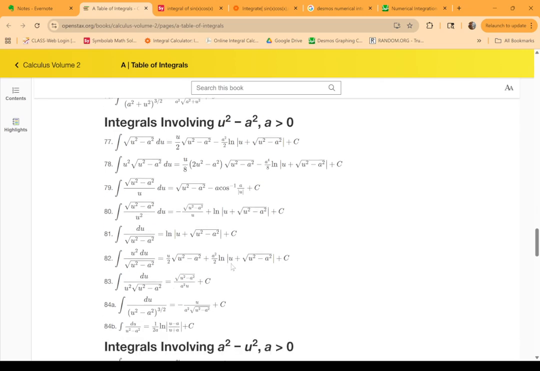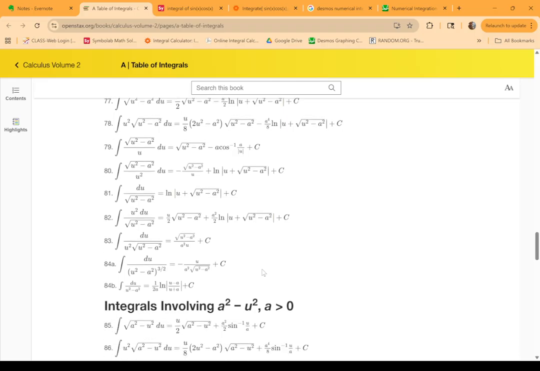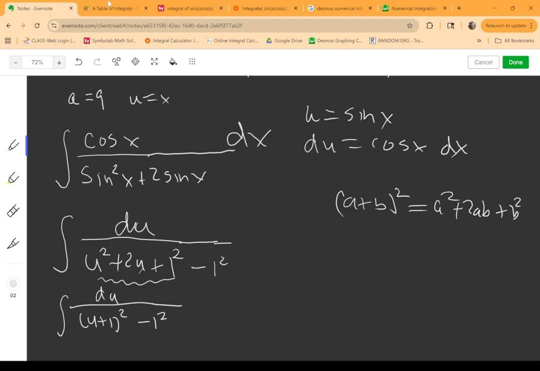So where'd it go here? Here we go, 84b, where we have du over u squared minus a squared, where in this case, my u is just u plus 1, and then my a squared is just 1 squared. So I'm going to use that to evaluate. So if I do that, then what's that? 1/2 ln of absolute value of u plus 1 minus 1 over u plus 1 plus 1, and of course plus c.